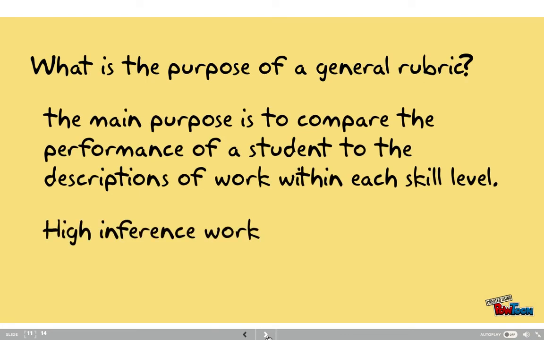So again, to review, the purpose of a general rubric is to compare the performance of a student to the descriptions of work within each skill level. It is intended to be high inference work. When students complain that it's taking a long time or there's so much to compare, that is okay. You want students to think critically about how their work compares to what you are articulating as varying levels of success or proficiency.